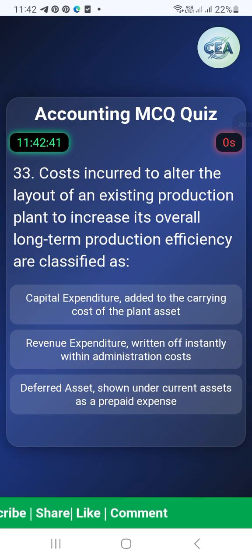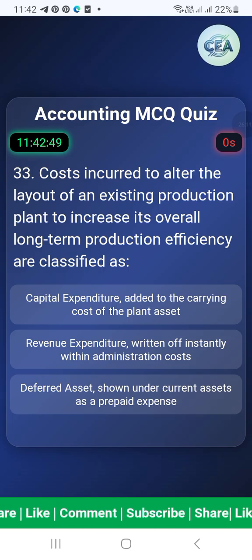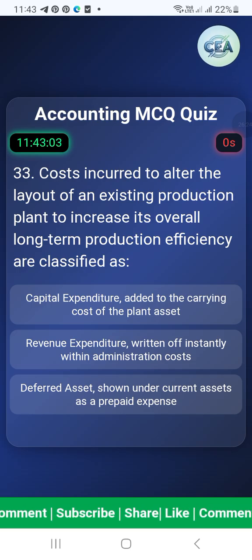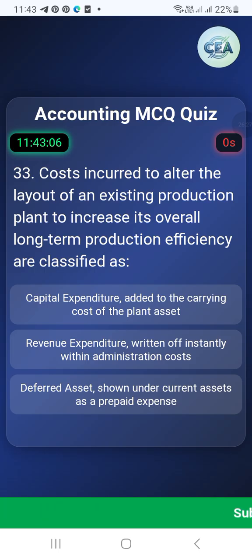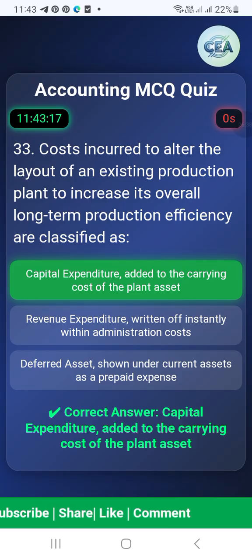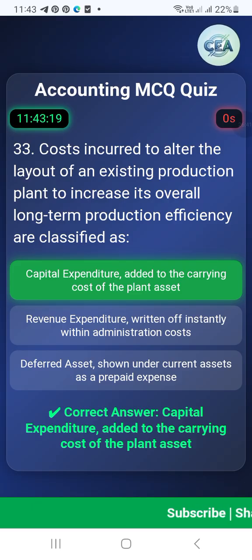33. Costs incurred to alter the layout of an existing production plant to increase its overall long-term production efficiency are classified as: Option 1. Capital expenditure, added to the carrying cost of the plant asset. Option 2. Revenue expenditure, written off instantly within administration costs. Option 3. Deferred asset, shown under current assets as a prepaid expense. Correct answer is capital expenditure, added to the carrying cost of the plant asset.